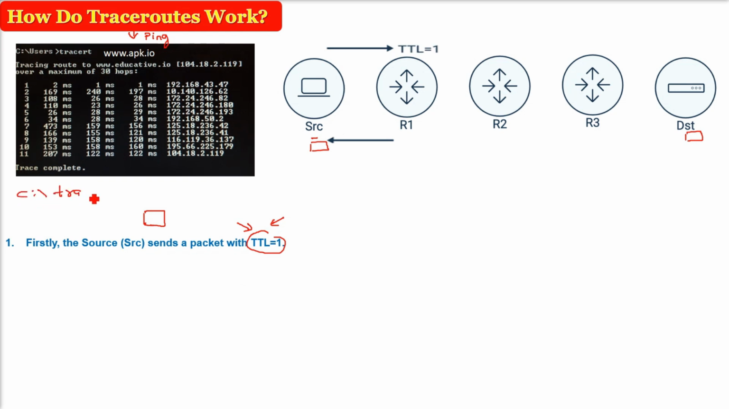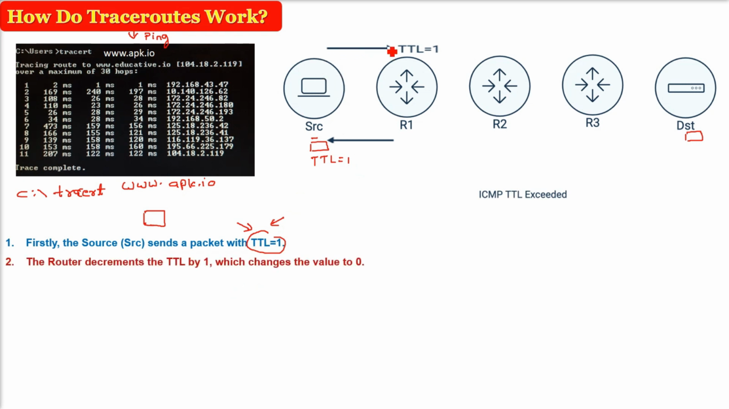For example, if I write tracert and then a website name, or I can also write the IP address here, what will happen? A packet will first be sent with a TTL of 1. At every router, the TTL will be decremented. So the first router, R1 in this case, will decrement the TTL by 1 and the TTL will become 0. And as you know, when the TTL becomes 0, the packet will be discarded.